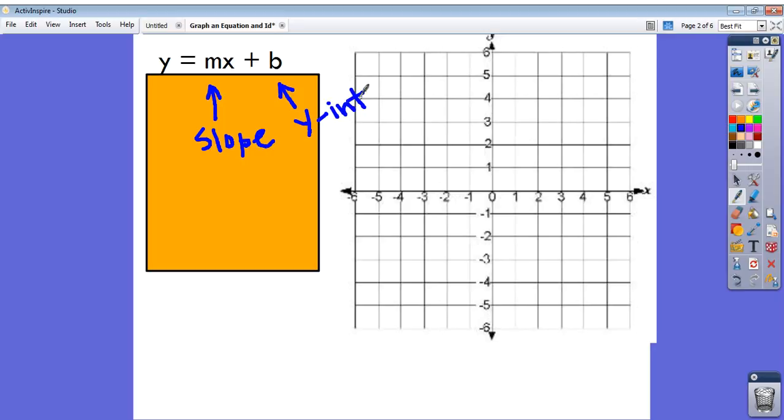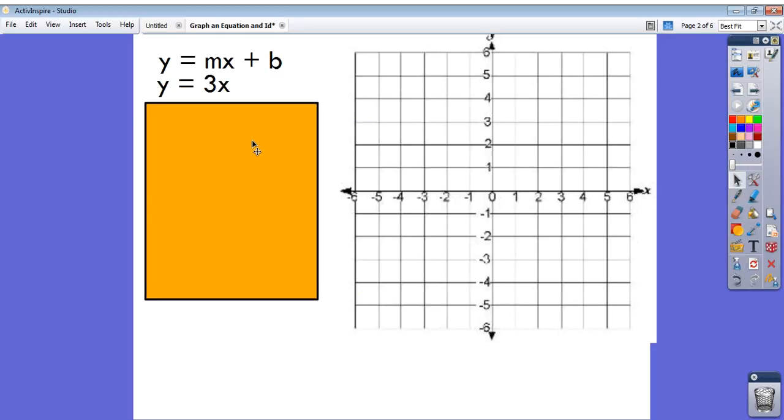Whenever I graph equations, I always go to my y-intercept. I like to call it the starting point. Let's take a look at some actual equations so I can show you what I mean. In the equation y equals 3x, I can see that I have a slope of 3 next to x, and I don't have plus or minus anything. That means that my y-intercept is 0, so I'm just going to add a plus 0. Anytime you see an equation that doesn't have a y-intercept, that means the y-intercept is 0.